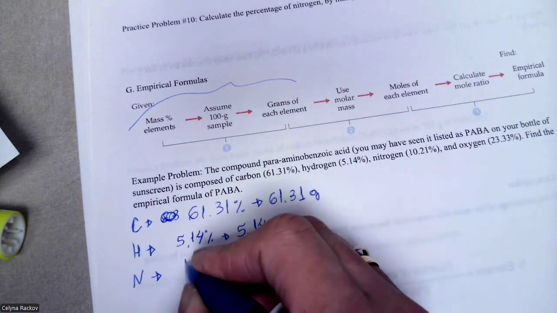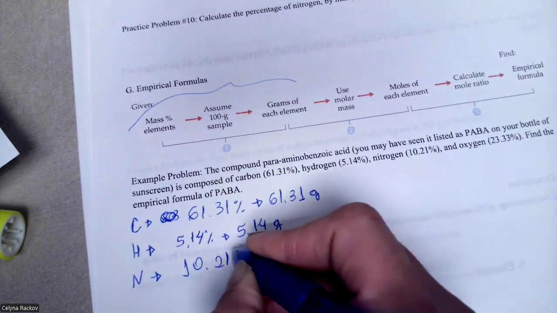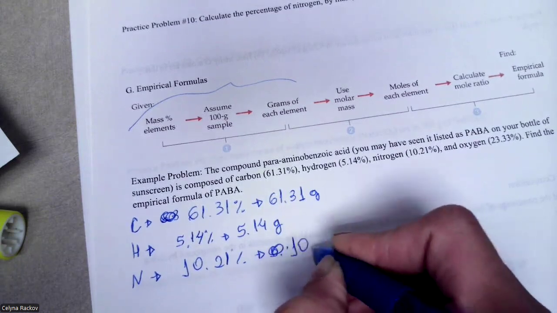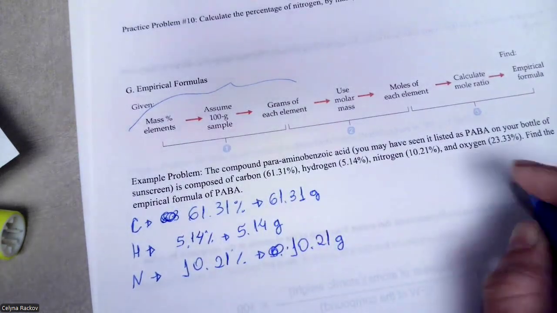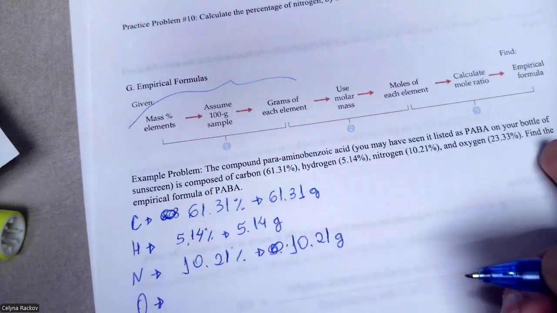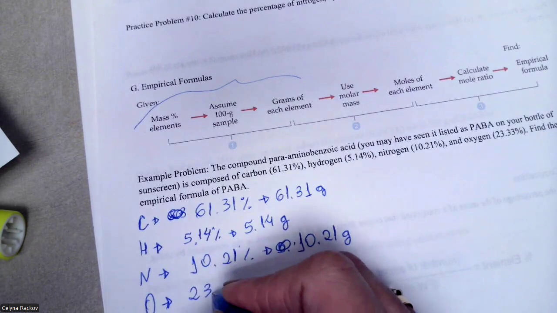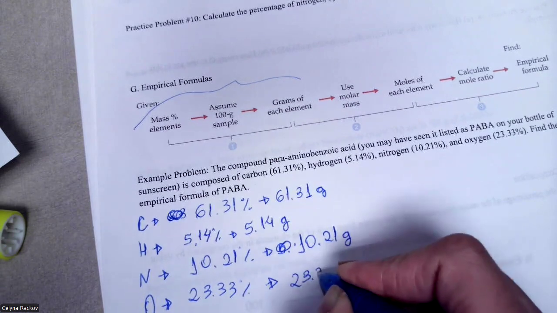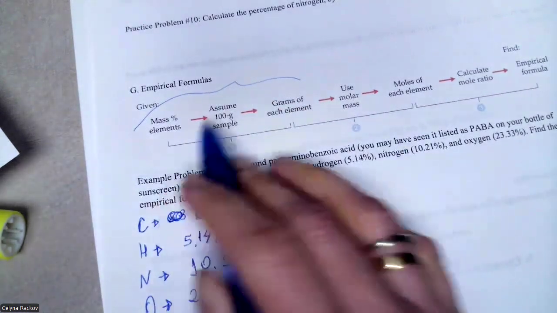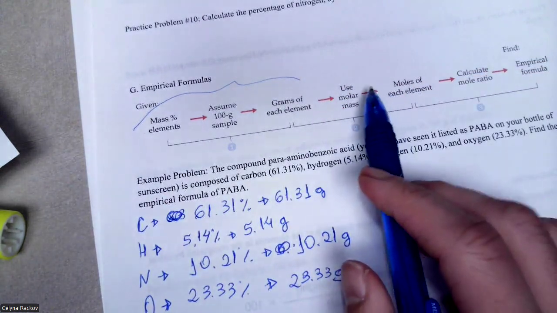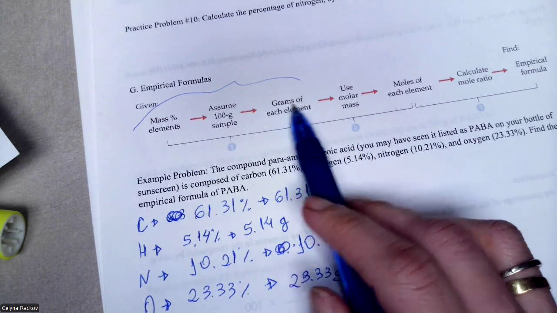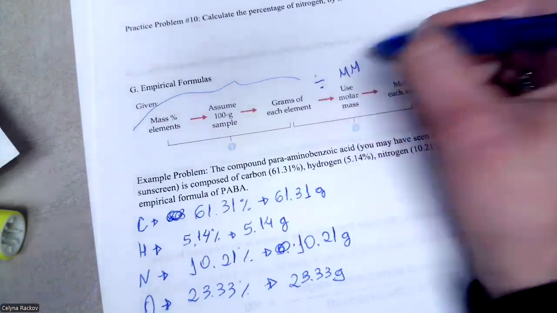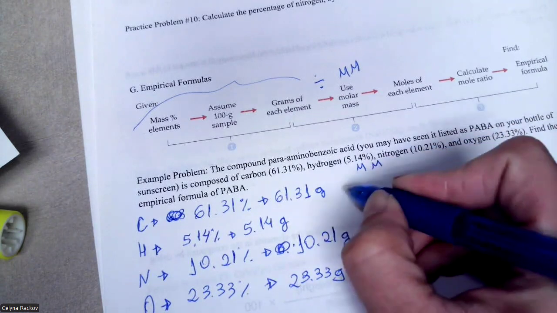Nitrogen is 10.21 percent, so it will be 10.21 grams, correct? And then finally, oxygen is 23.33 percent, so it will be 23.33 grams. So you are at this step here. Now, use the molar mass to find the moles. To convert from grams to moles, we divide grams by the molar mass. So let's divide everything here by the molar mass.